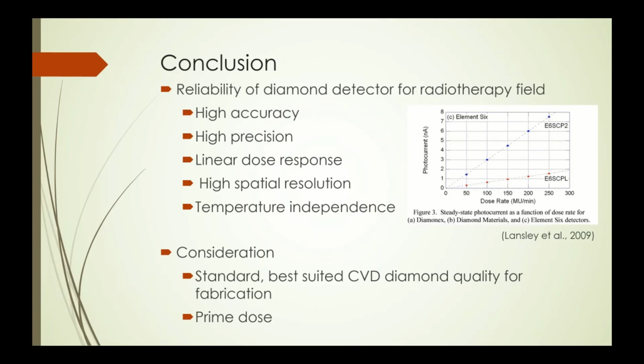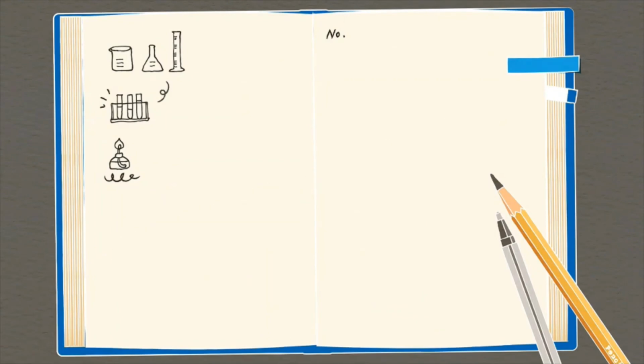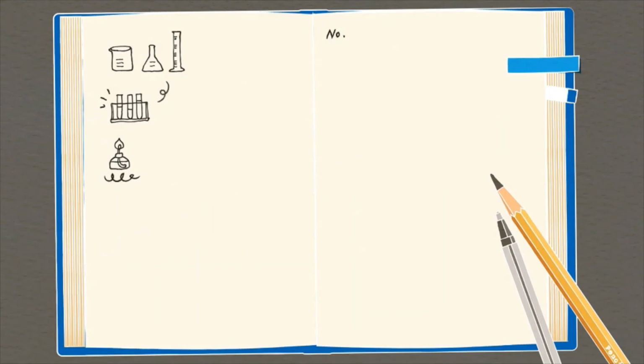However, in use of single crystal CVD diamond, formulation of a standard best suited CVD diamond for fabrication needs to be experimented, and the development of its prime dose protocol is also important when it comes to a diamond. As we know, the diamond dosimetry is one of the devices that can detect many types of radiation. This advanced technology has been used widely and had improved their device until now.